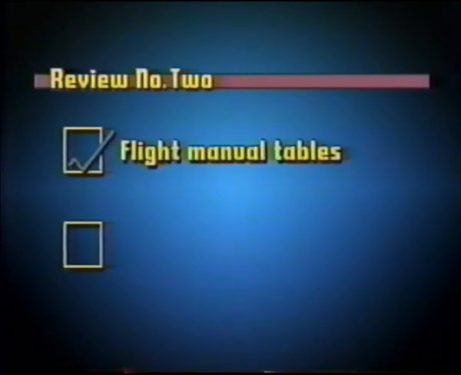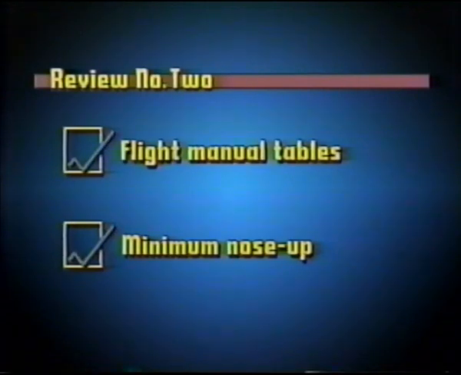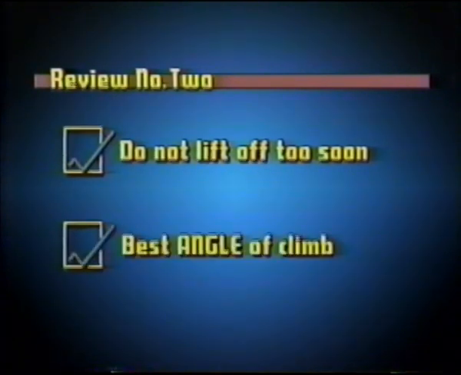First, consult the takeoff distance tables in the flight manual and factor in the effective wind conditions. On a hard surface runway, keep the aircraft at an angle which will minimize aerodynamic drag during the takeoff run. Do not lift off the ground until the aircraft reaches its minimum takeoff speed. Then use the best angle of climb speed.